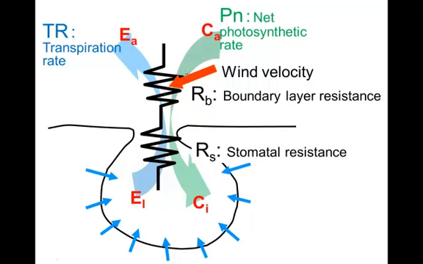Boundary layer resistance is depicted in this diagram as one of the important resistances limiting the gas exchange, photosynthesis, and transpiration. And this resistance is increased when there is limited wind velocity around the leaf. When there is a good amount of air circulation or wind velocity, then you have a minimum boundary layer, therefore gas exchange is enhanced.